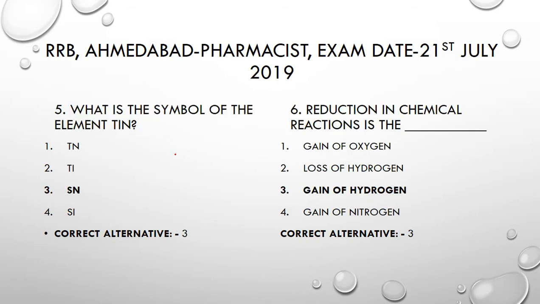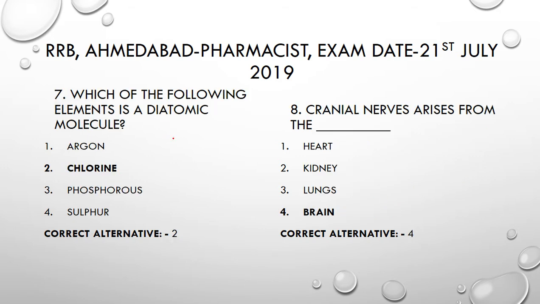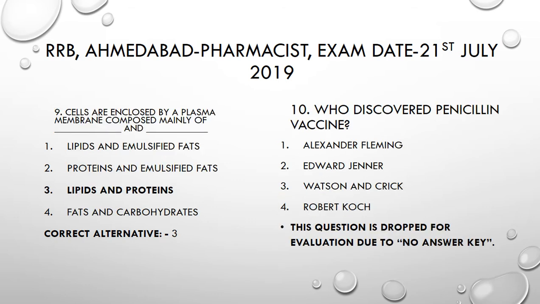Now, what is the symbol of the element tin? Sn. The reduction in a chemical reaction is called gain of hydrogen. Which of the following elements is a diatomic molecule? That is chlorine. Cranial nerves arise from the brain. Cells are enclosed by a plasma membrane composed mainly of lipids and proteins. Who discovered the penicillin vaccine? None of the above.